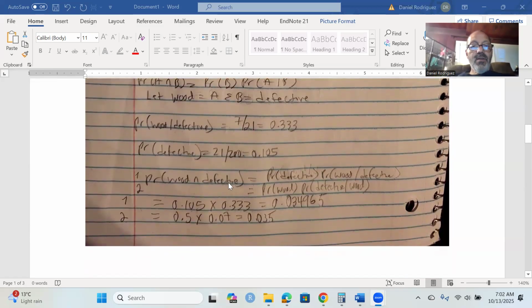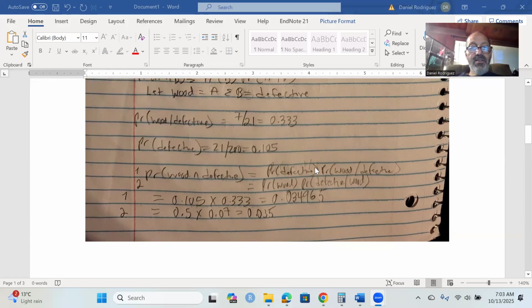So what's the probability of being wood and defective using the equation? We have the probability of being defective times the probability of being wood given defective. Now, I can also do it the other way, because you could say, well, which one should I choose to be in the denominator? It doesn't really matter in this case. It only matters if you're doing what's called Bayes' equation, which we're not covering here. But it's either the probability of being defective times the probability of being wood given defective, or the probability of being wood times the probability of being defective given it's wood.